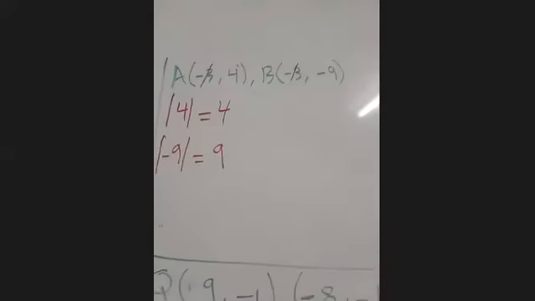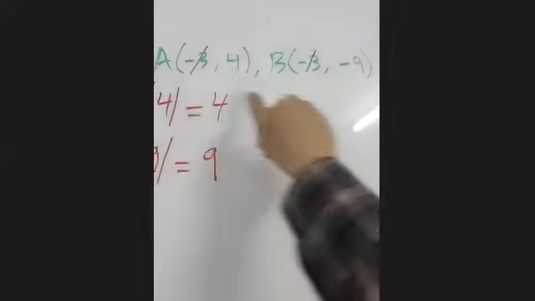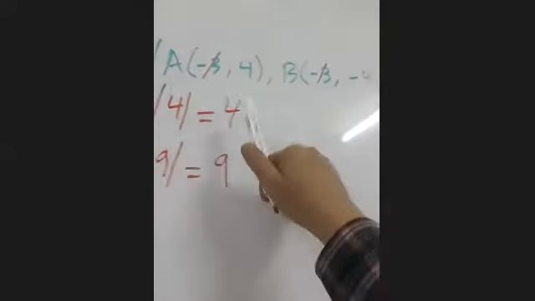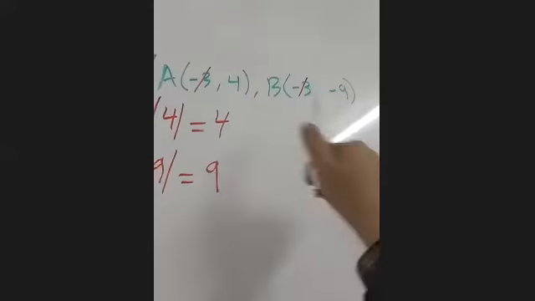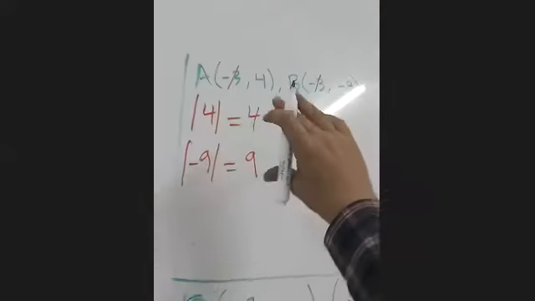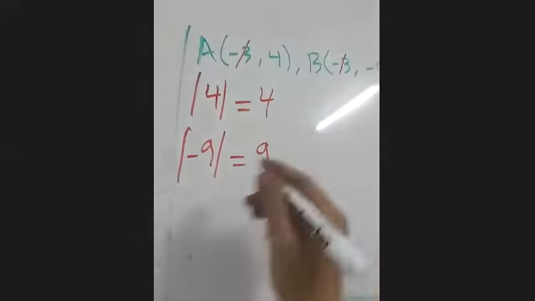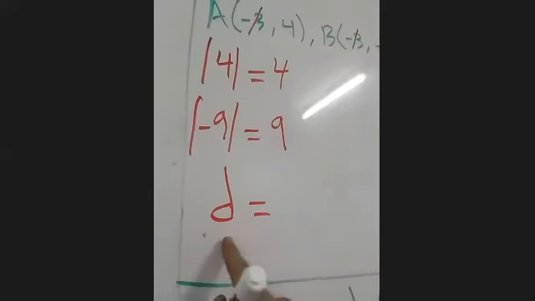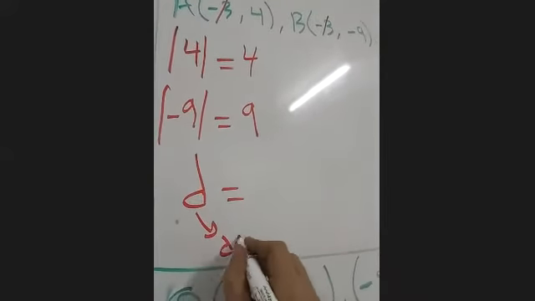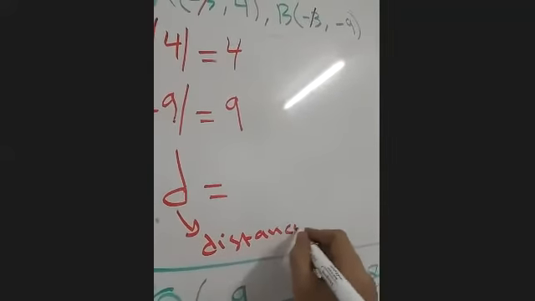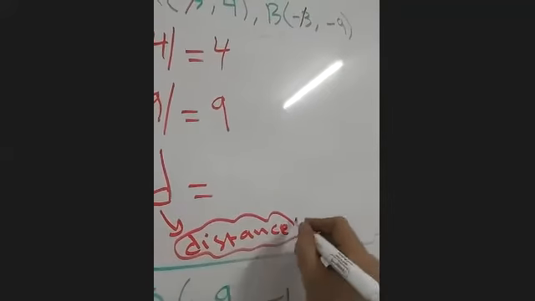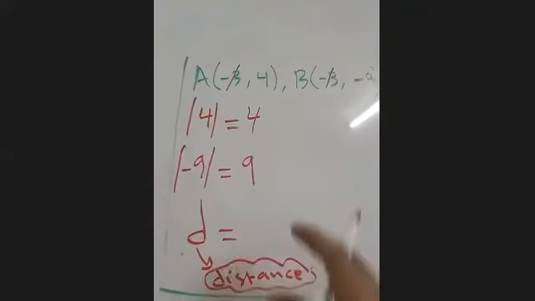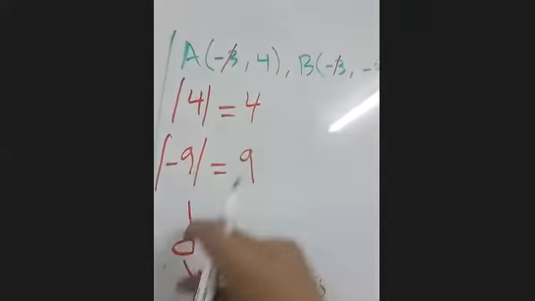Again, the first step is to ignore the similar numbers. The second step is to find the absolute value of the different numbers. After we find the absolute value of the different numbers, I will write D equal. And D is what? The distance. I'm ready to find the distance now. D is the distance between these two points.